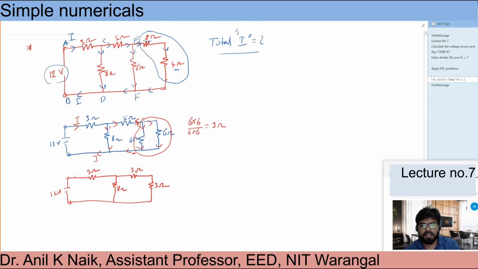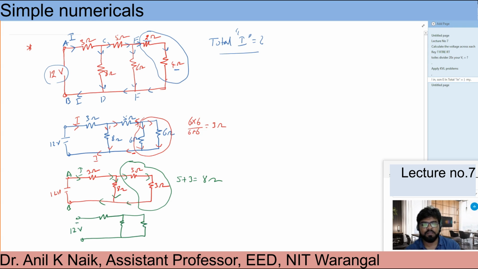Now after this, again from the AB terminal, draw the current directions. So this direction, this direction coming like this. So now I will take these two elements, then I can conclude that these two elements are connected in series now. So I can write 5 plus 3, that is 8 ohms now. So I can replace these two resistances with 8 ohms. So then what are we going to get here again? This is the circuit you are going to get: 3 ohms, 8 ohms, and total 8 ohms. So this is the equivalent circuit.